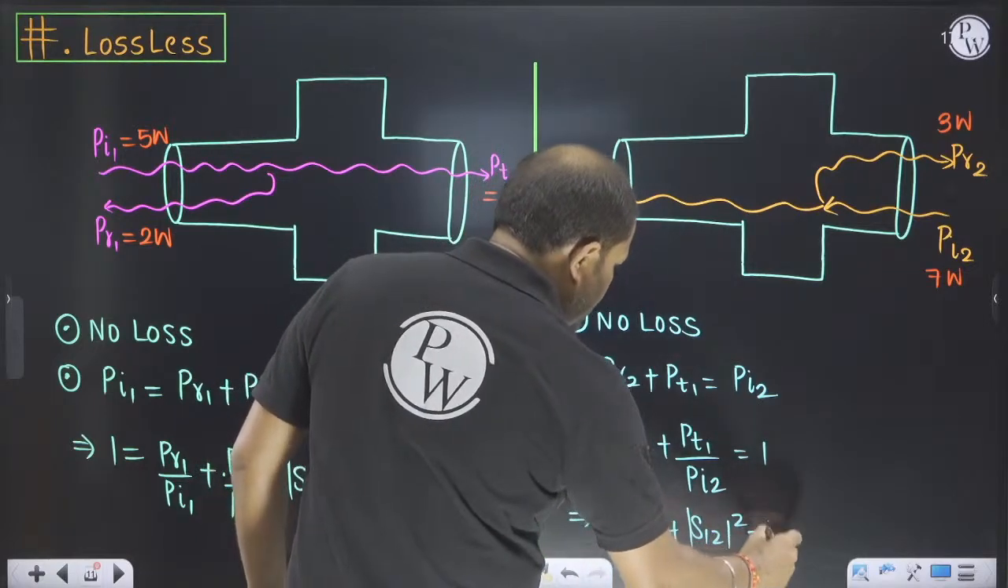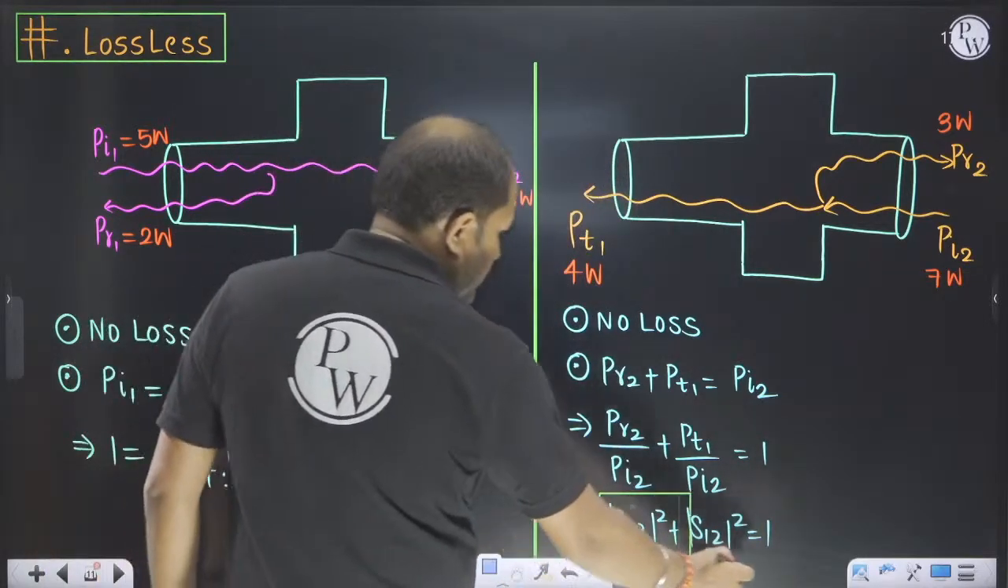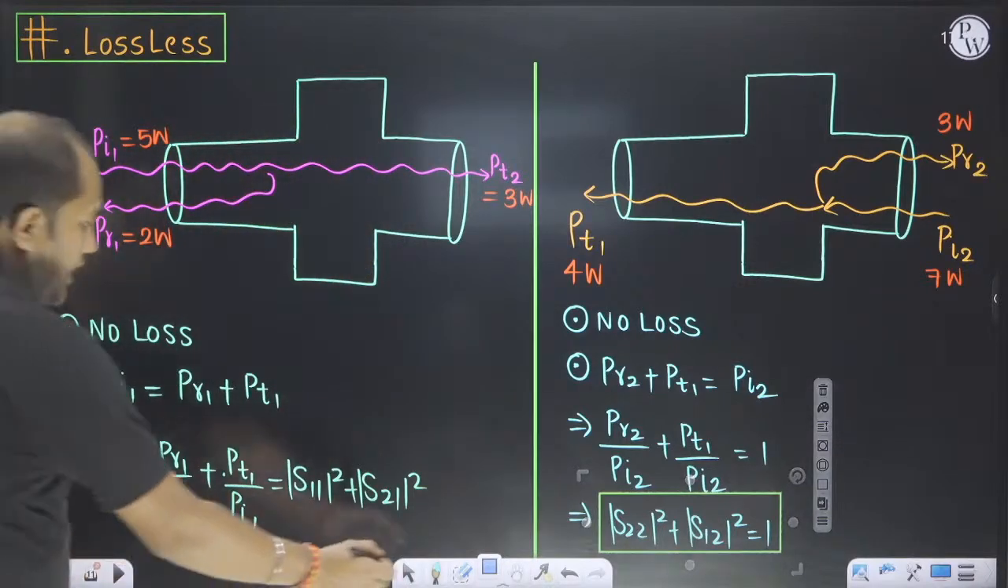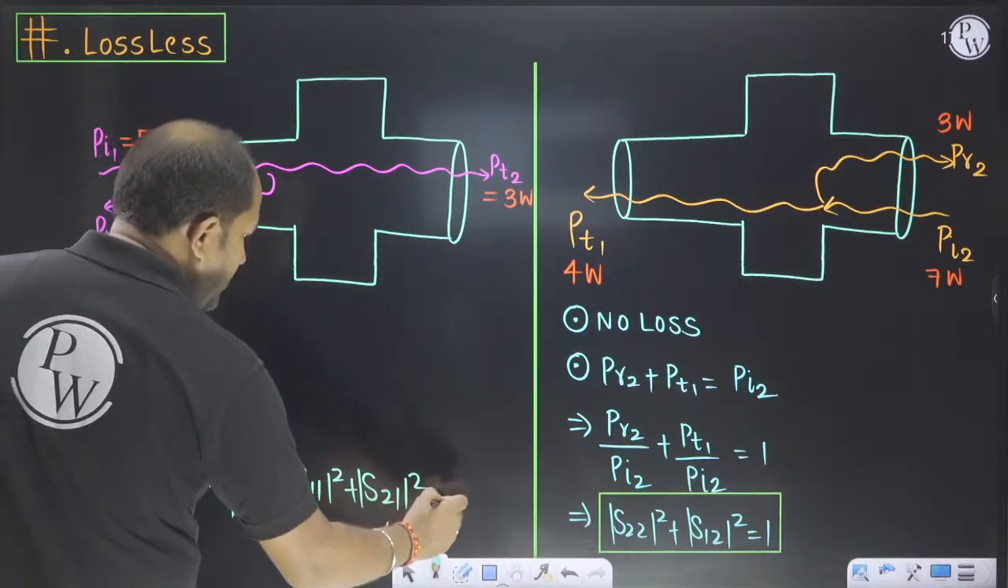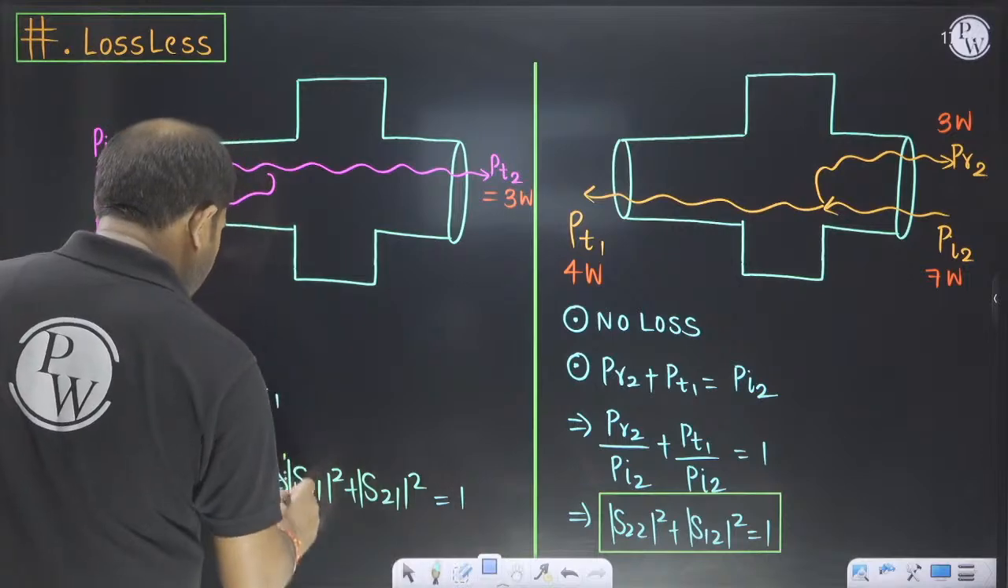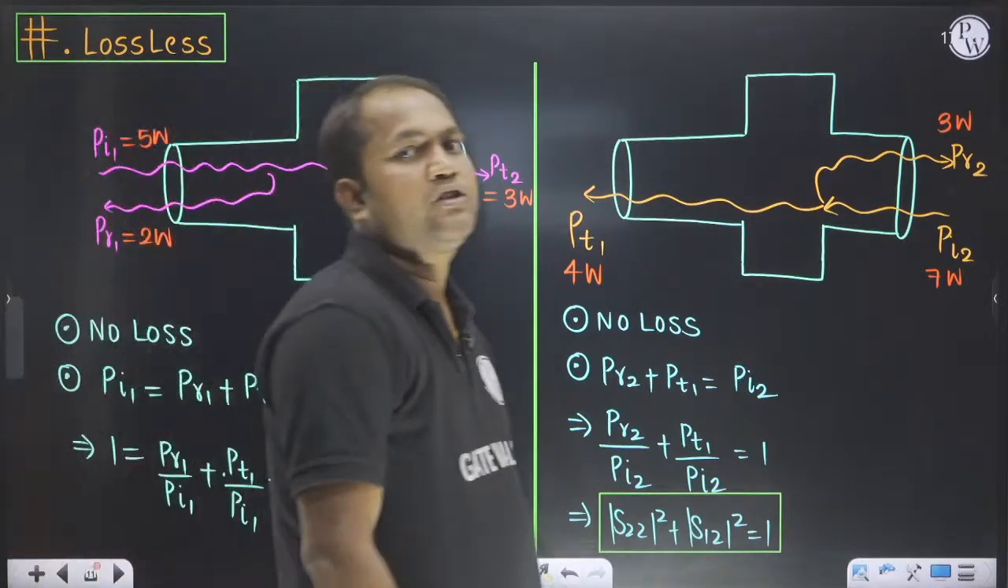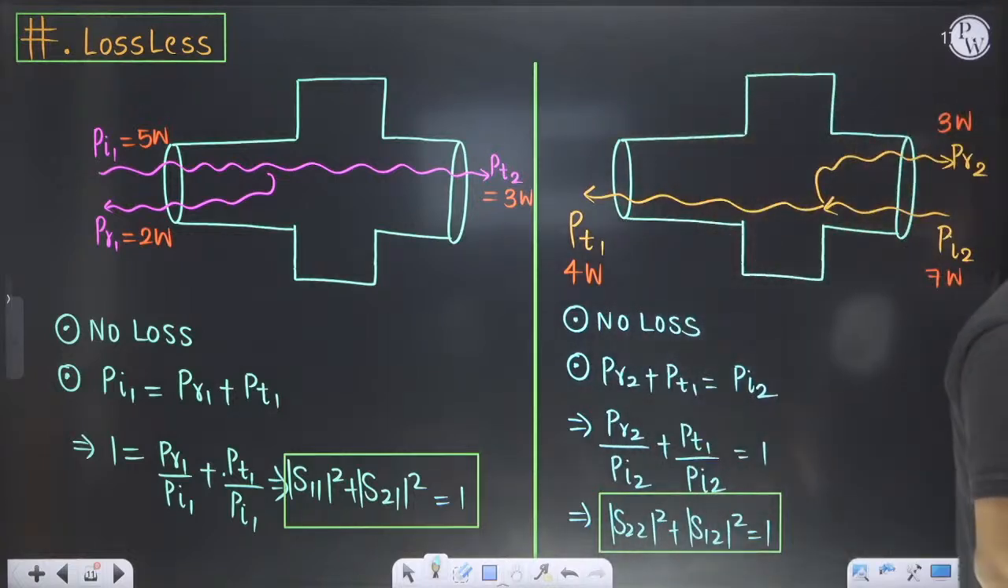So for lossless, S11 squared plus S21 squared is equal to 1, and S22 squared plus S12 squared is equal to 1. This is the condition for lossless, because there is no loss in this device.